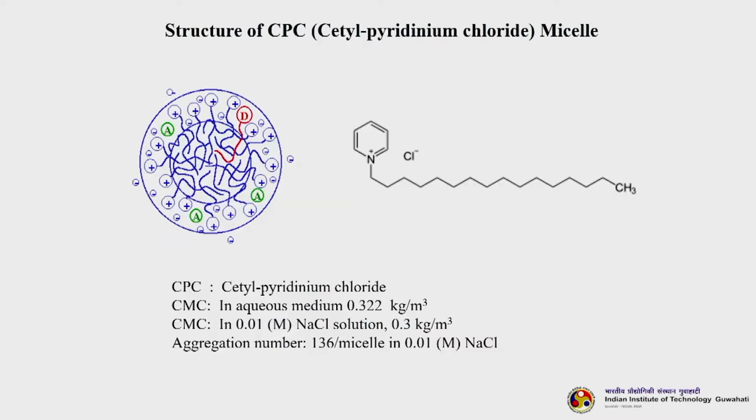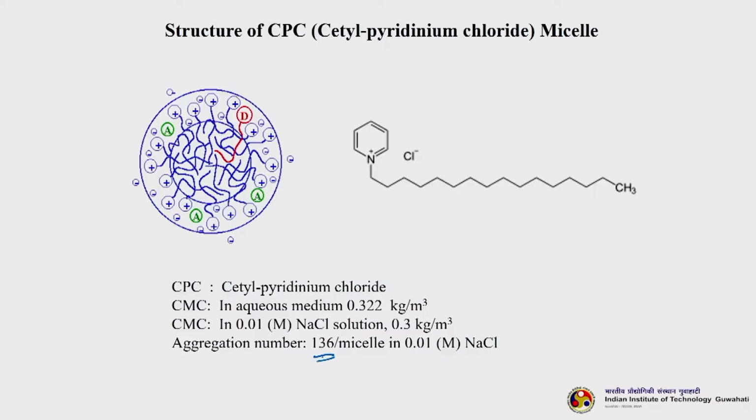Similarly, this is CPC, cetyl pyridinium chloride micelles. This is the structure and this is how they are forming micelles. You can see their heads are outside and tails are inside. CPC CMC is about 0.322 kg per meter cube in aqueous medium. If we are using a brine solution of 0.01 M sodium chloride, then the CMC is 0.3 kg per meter cube, and the aggregation number is almost 136 in 0.01 M sodium chloride.